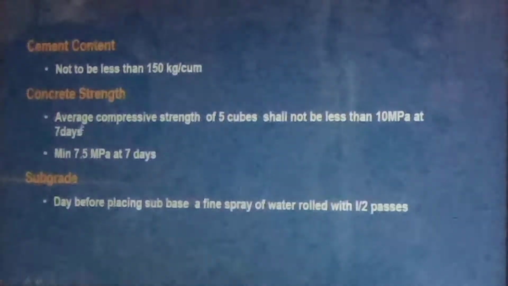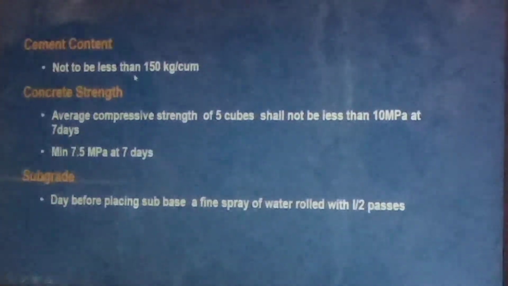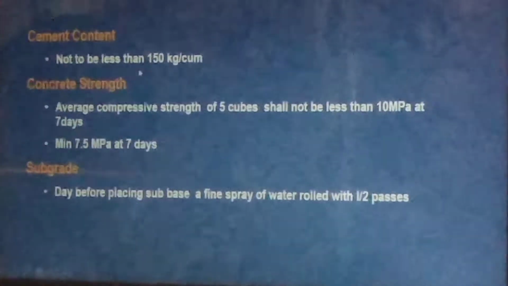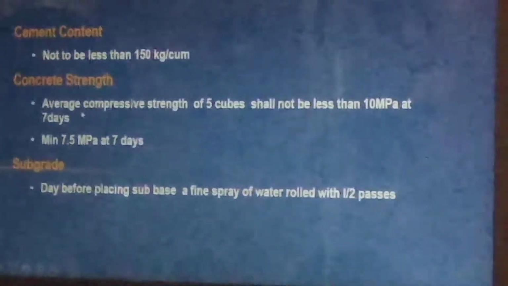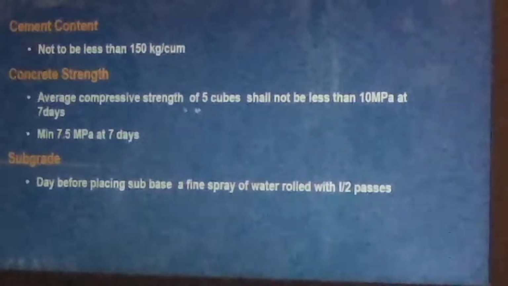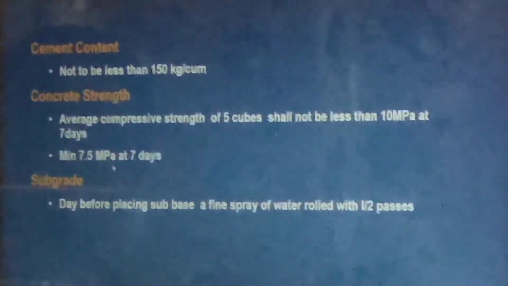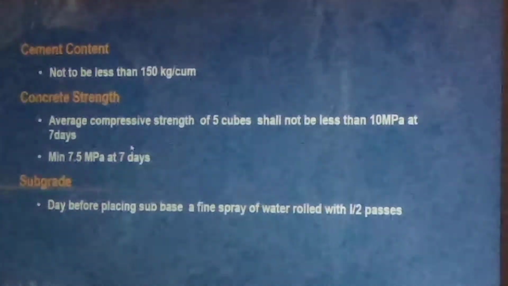Cement content for DLC not to be less than 150 kg per cubic meter. The concrete strength, average compressive strength of 5 cubes shall not be less than 10 MPa at 7 days. Minimum is 7.5 MPa at 7 days.